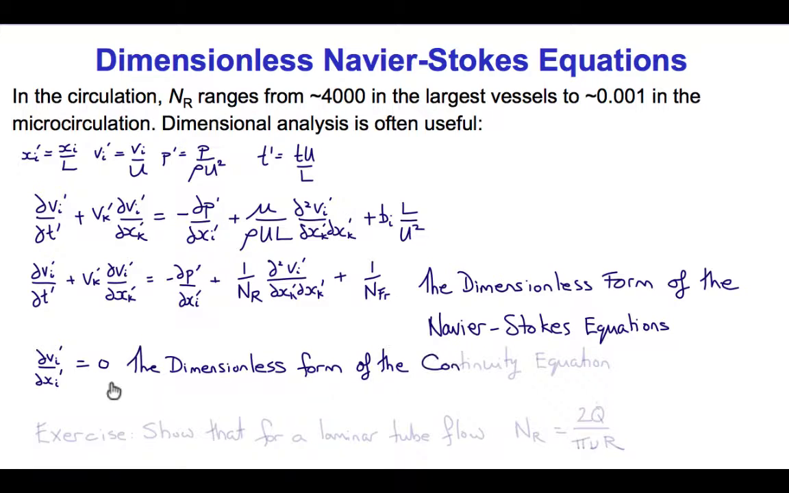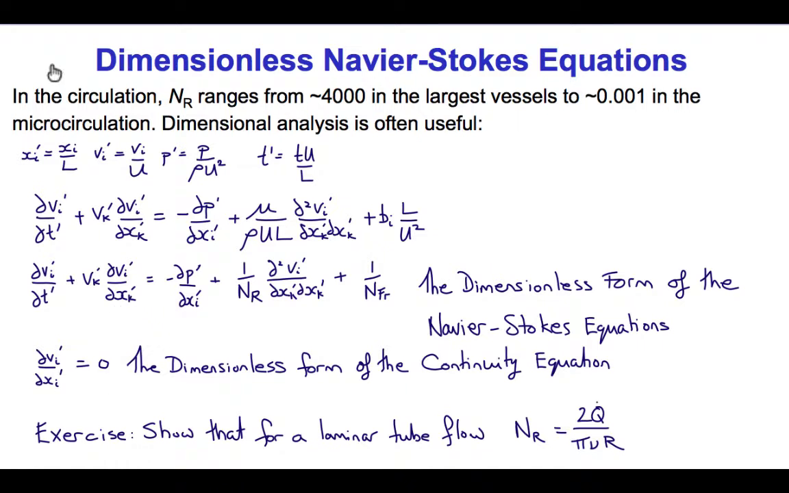And this kind of dimensional analysis is very common and useful in fluid mechanics. As an exercise, you can take the solution for laminar tube flow and prove that the Reynolds number is equal to 2Q̇ over πνR, where R is the resistance and ν is the kinematic viscosity.